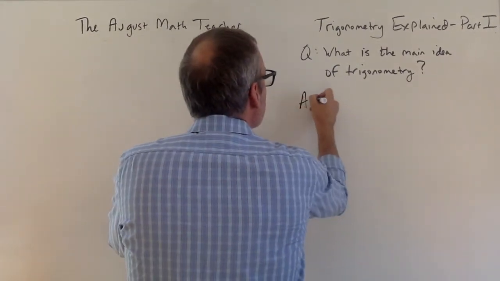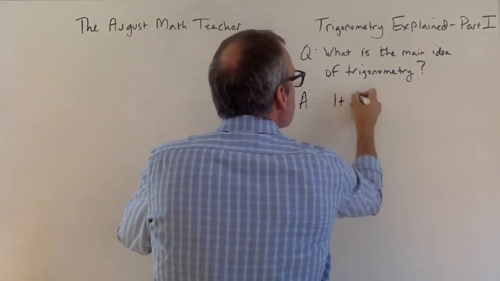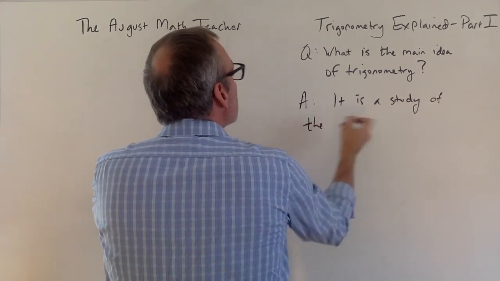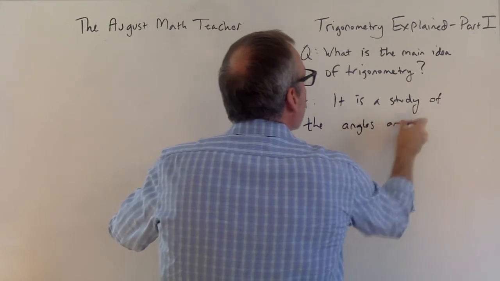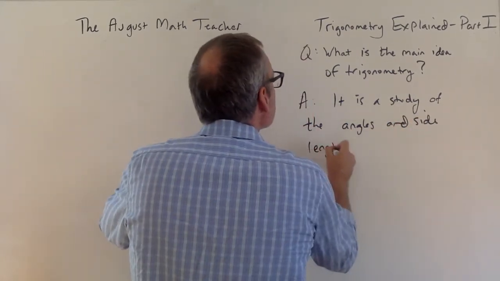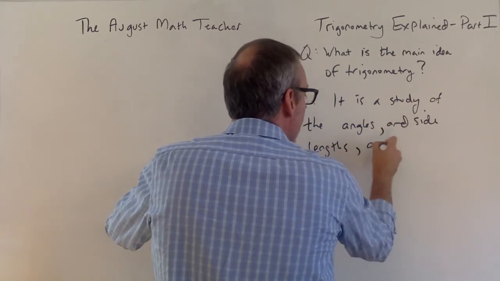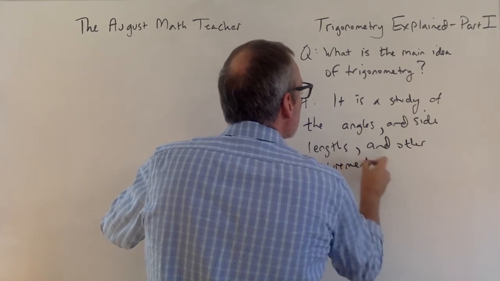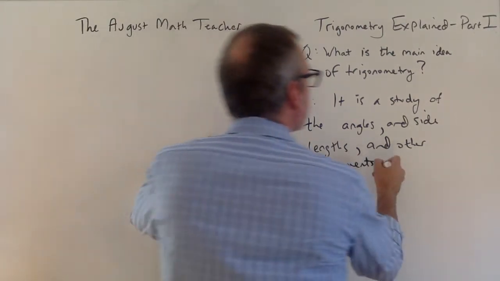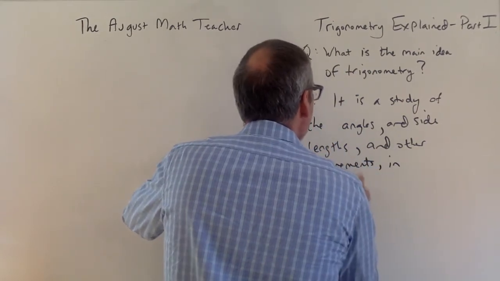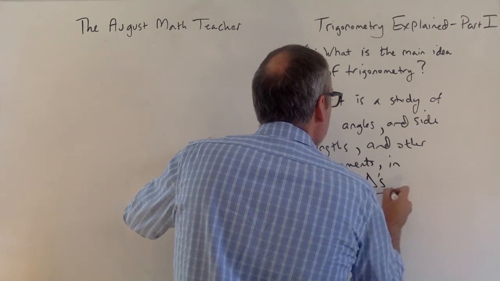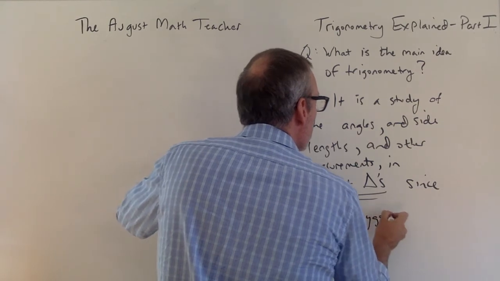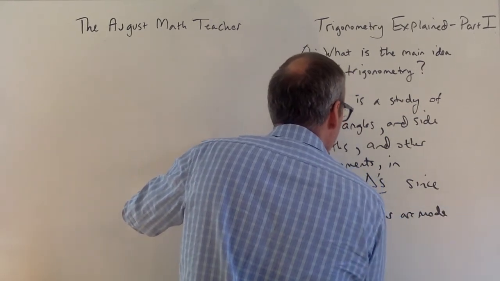So the answer is that it is a study of the angles and side lengths and other measurements, like area, for example, but mostly side lengths and angles, in right triangles. Since all polygons are made of right triangles.